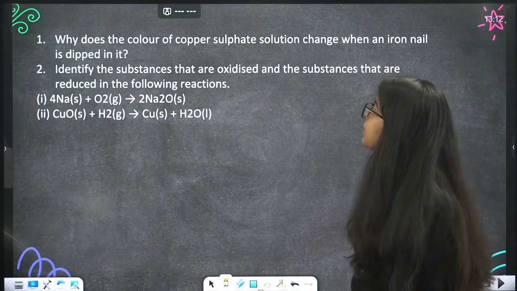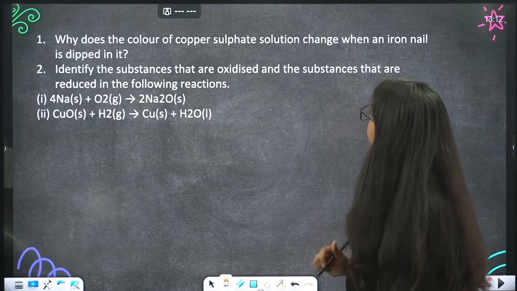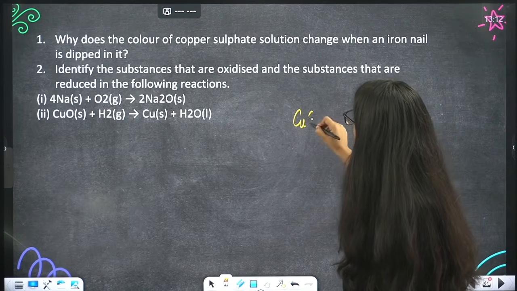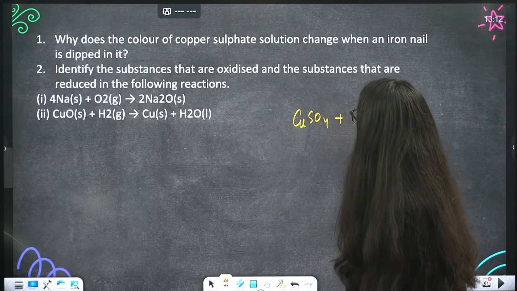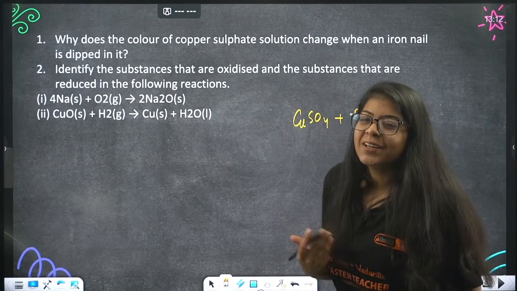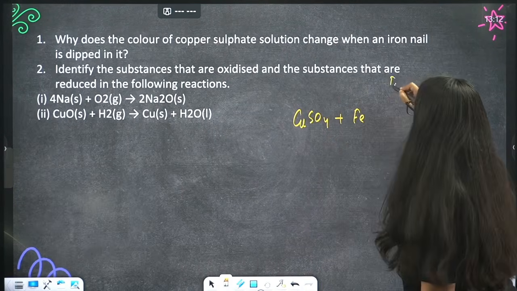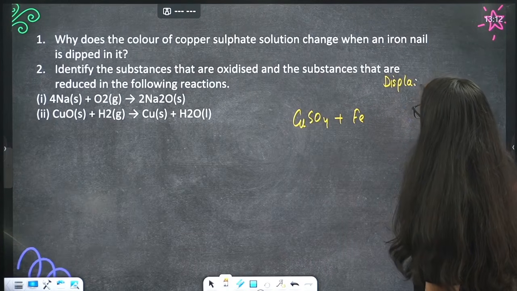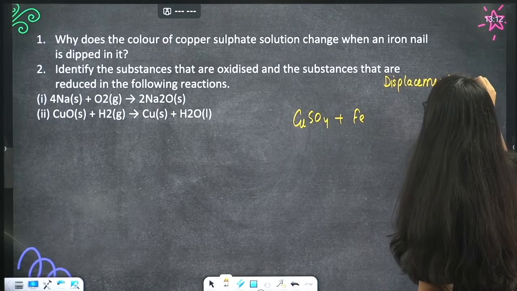Last question from this: why does the color of copper sulfate solution change when an iron nail is dipped in it? CuSO4 plus Fe. Ma'am, very easy, this is a decomposition reaction. Oh, sorry, this is a displacement reaction. We studied it, right? Displacement reaction.